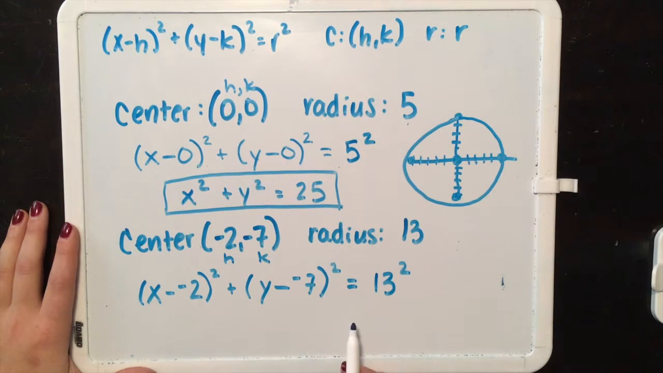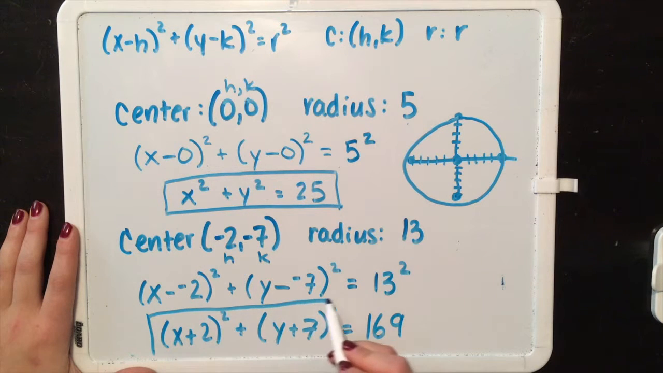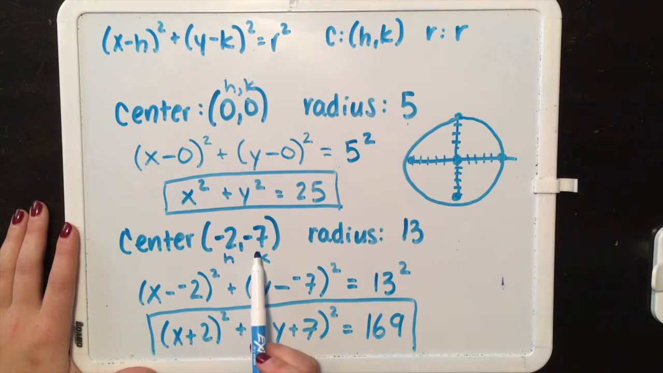And if we clean this up a bit, our double negatives turn into addition. (x + 2)² + (y + 7)² = 169. So we've created the equation of a circle that is centered at (-2, -7) and has a radius of 13.